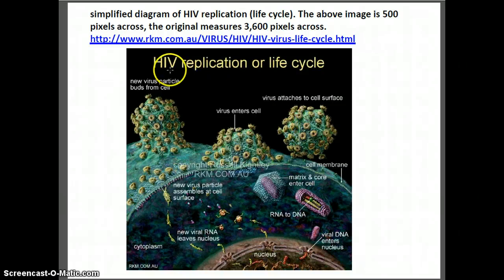Here's the HIV replication life cycle, similar to what I showed you. HIV is a virus, and it does invade the cell, and it enters the nucleus of the host cell and takes over the processes. New virus particles are produced, they leave the nucleus, and they assemble at the cell surface and then are released, and often the host cell does burst.